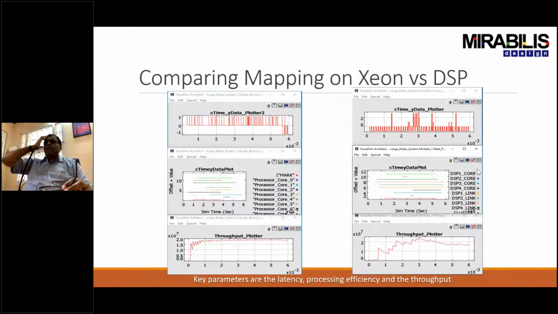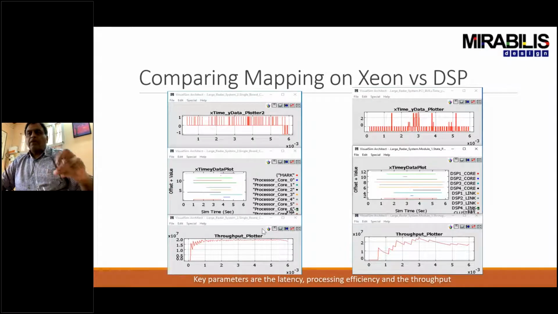Now, when you compare the mapping, you can compare it in many different ways. In this case, we're looking at two ways. One is, what was the activity over here? The second thing is, were all the cores busy? The hope is, if only a few of the cores are busy, then it means that I could reduce my cost. I don't need to buy a 12-core. I can buy an 8-core Xeon processor. Of course, the throughput is the most important thing. How many images am I able to track? That's the most important thing that we're interested in.